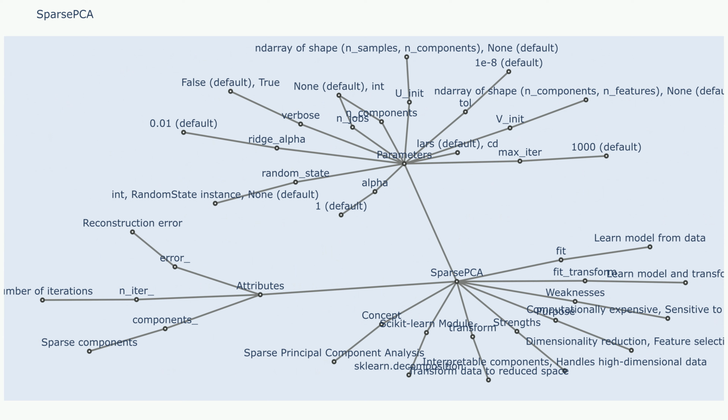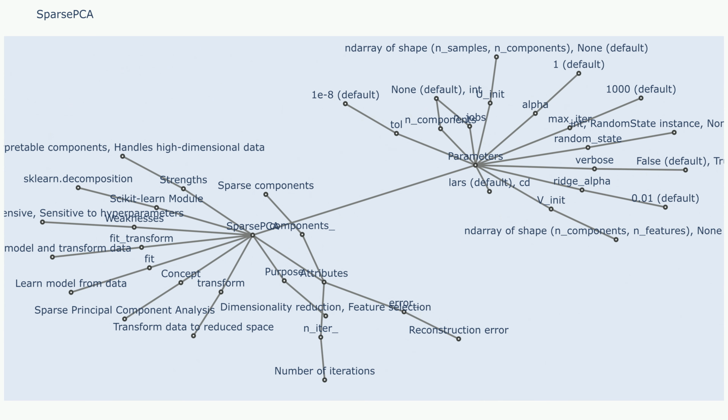Conclusion. Sparse PCA is a valuable tool for dimensionality reduction, particularly in scenarios where interpretability and feature selection are crucial. It leverages sparsity constraints to identify a set of components that are dominated by a few features, offering advantages in terms of interpretability, robustness to noise, and handling high-dimensional data. However, its computational complexity and parameter tuning considerations should be taken into account before applying it.